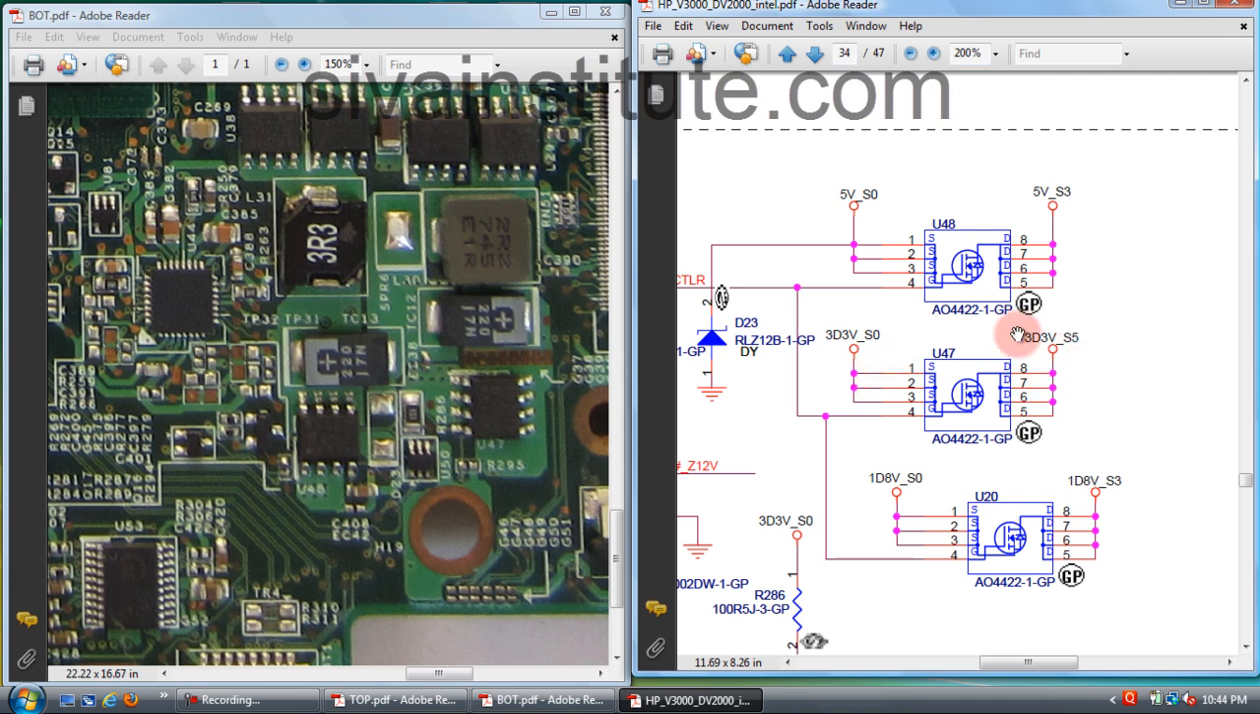S5 goes to S0, S3 goes to H0. This is 1.8 volts. When gate voltage goes to high voltage, this voltage comes out from this place. This is N channel. When gate voltage goes high, this will conduct. This is a P channel FET, when gate voltage goes to 0, or 0 to 5 volts, that will conduct.